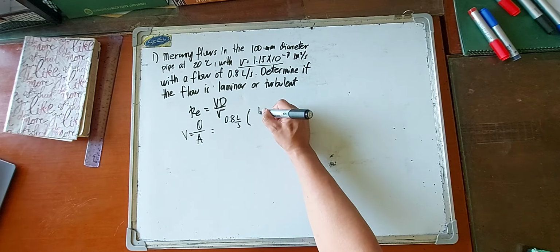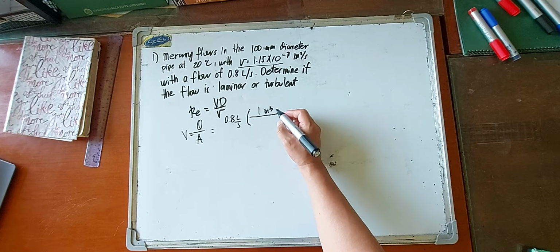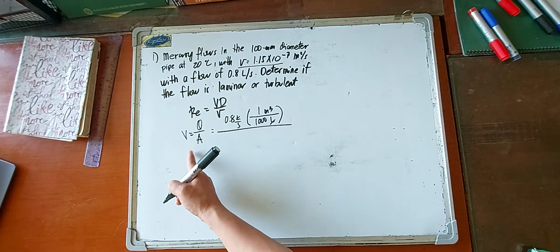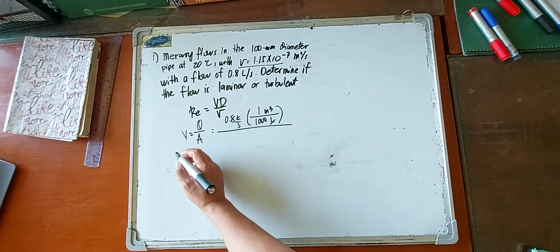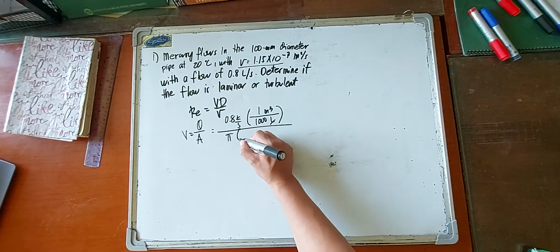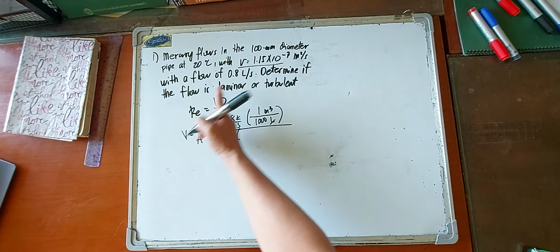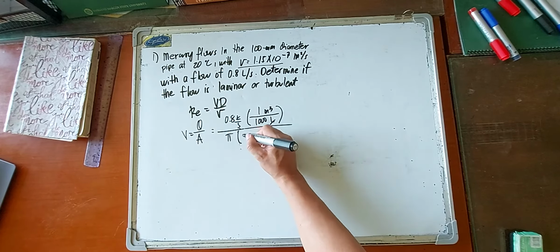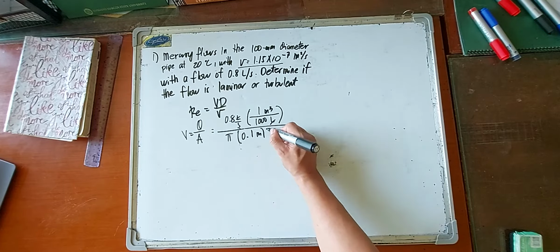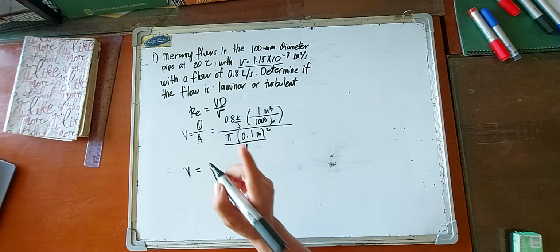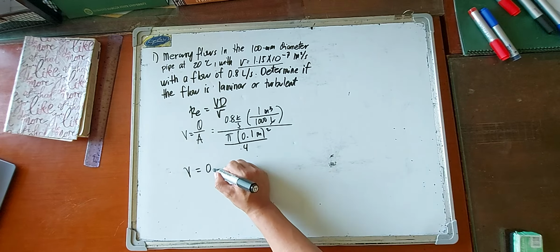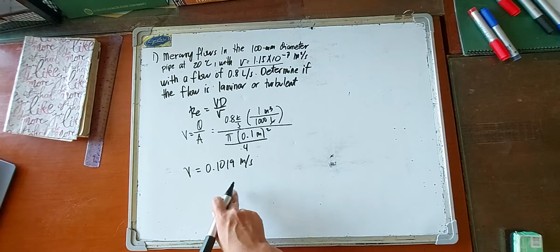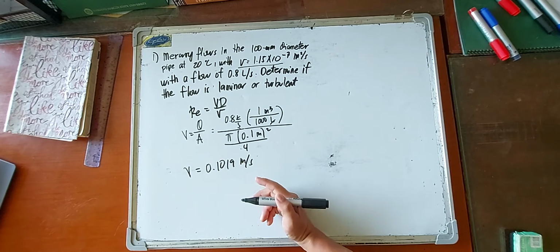So in 1 cubic meter, we have 1,000 liters, so we're left with cubic meters per second, divided by the cross-sectional area, which is pi times the diameter squared over 4. The diameter is 100 mm, which is 0.1 meters. So the resulting velocity is equal to 0.1019 meters per second, which is very slow, but let's see if it's laminar or turbulent.